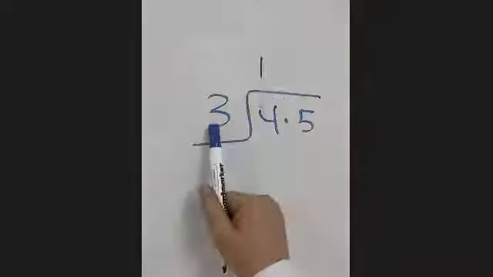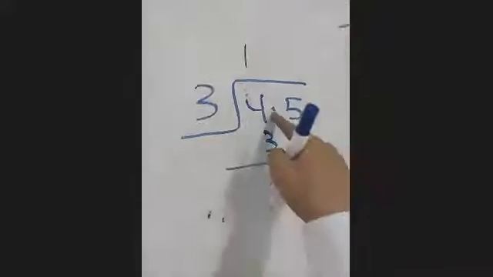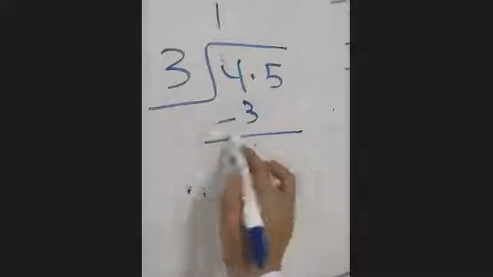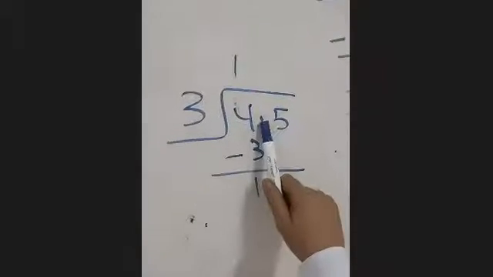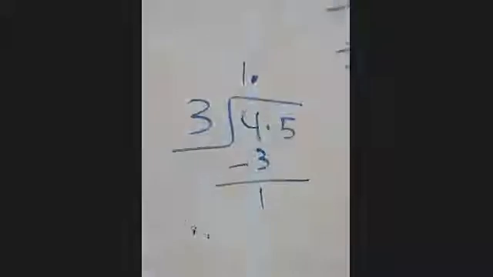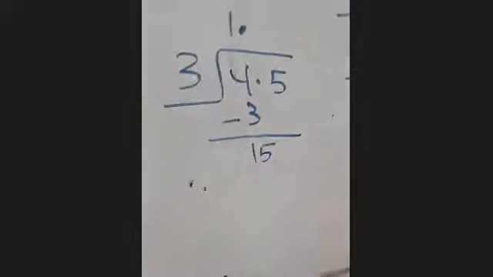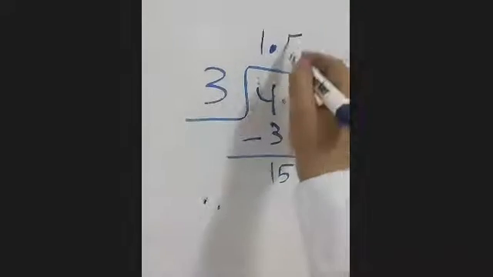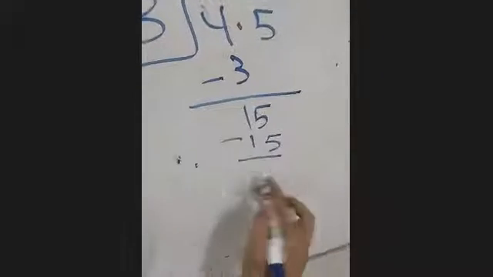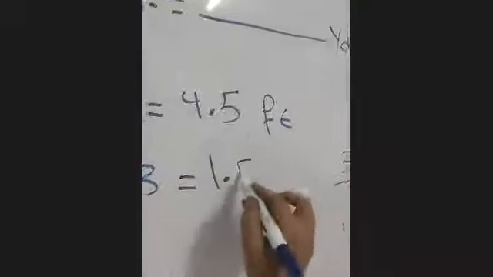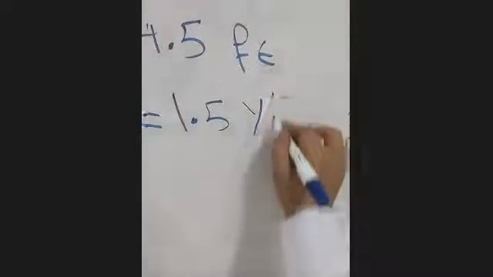Now 1 multiplied by 3 is 3. Normal division. Ignore this decimal. I'm doing normal division. 4 minus 3 is 1. Now what do I have here? Decimal. Put it up. Now I get the 5 down. 15 divided by 3 is 5. 5 multiplied by 3 is 15, subtract, 0. So my answer is what now? 1.5. 1.5 what? Yards. I put my answer.